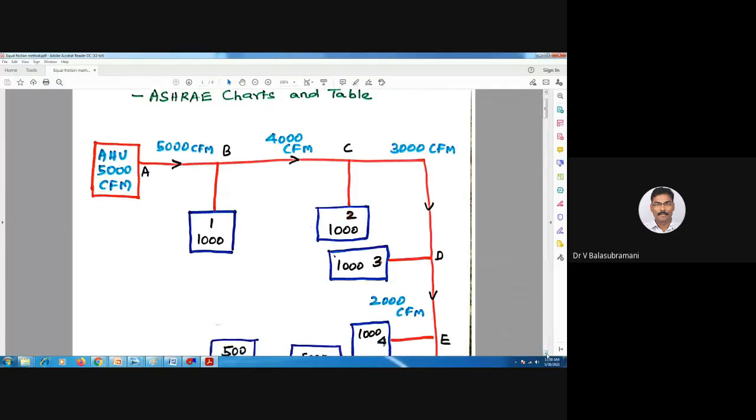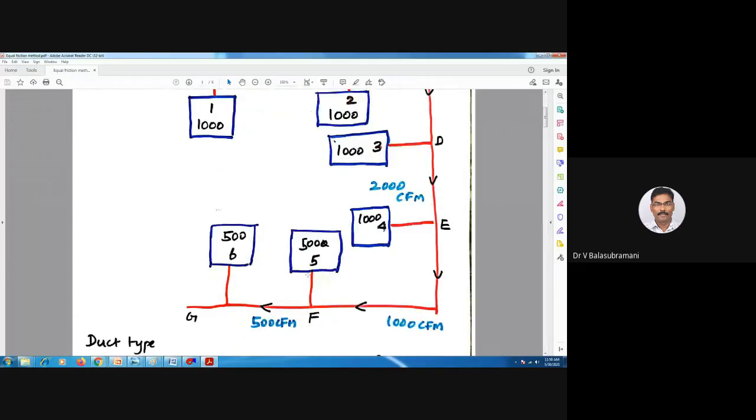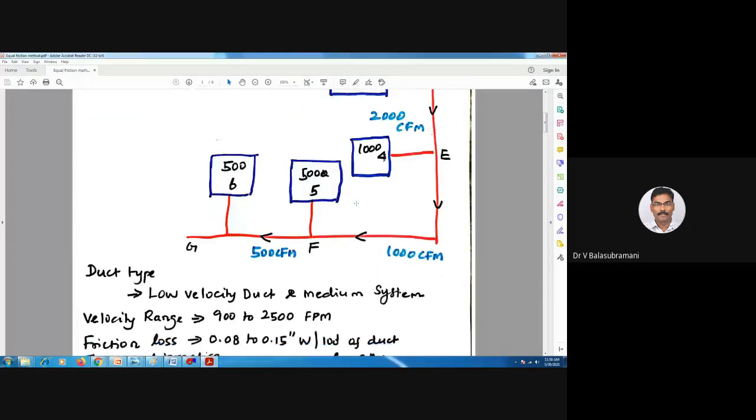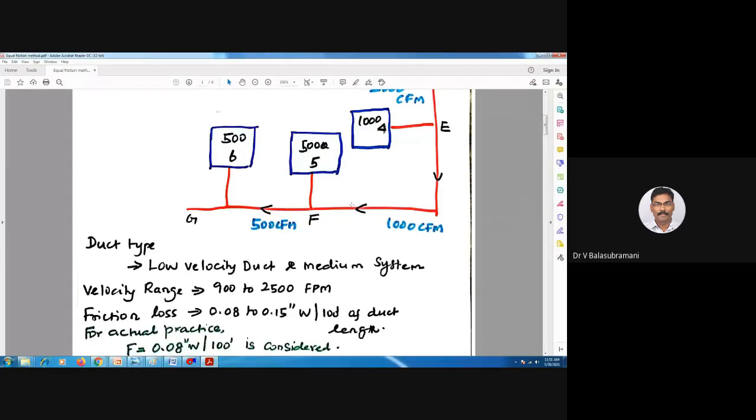I draw the different colors. Red color indicates the duct, and 1, 2, 3, 4, 5, 6, and all the information are given. So what is the duct type? For the equal friction method, the duct should be a low velocity duct, or a medium one. So a low velocity as well as a medium duct system may be used. What may be the velocity range? It should be 900 to 2500 feet per minute.